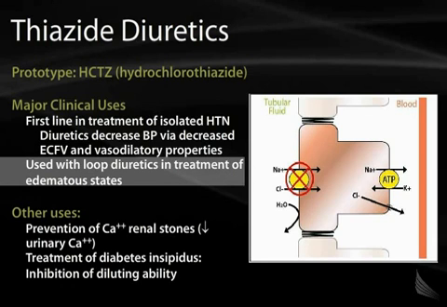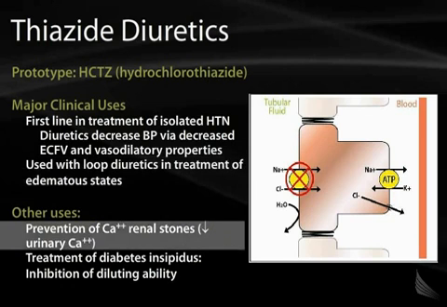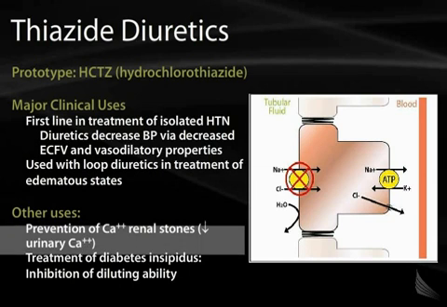Therefore, in someone with chronic loop diuretic administration who becomes diuretic resistant or has decreased effect of the same dose of loop diuretic, oftentimes the addition of a thiazide-type diuretic can be extremely useful to increase natriuresis and diuresis. Other uses of thiazide diuretics is that they can help prevent calcium-based renal stones because of their effect of increasing urinary calcium reabsorption and decreasing urinary calcium.